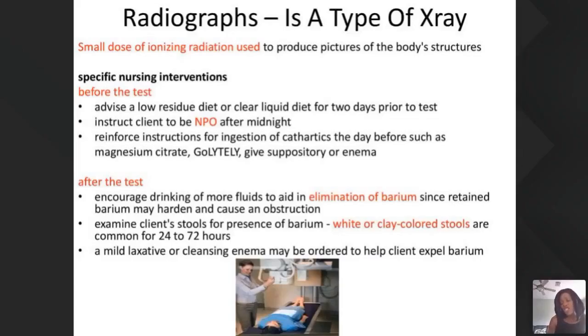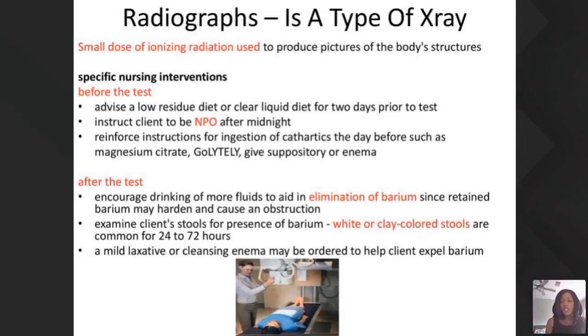We also want to clean their GI tract. So physicians will usually order magnesium citrate, or GoLytely. You don't go lightly. The name is so deceiving. They literally sit on the toilet and go. Some physicians may order a suppository or an enema prior to a radiograph. It's a preference with this one. Some physicians will just have them on a low residue diet or clear liquid diet for 2 days prior, and make them NPO after that. And some physicians want them cleaned out.